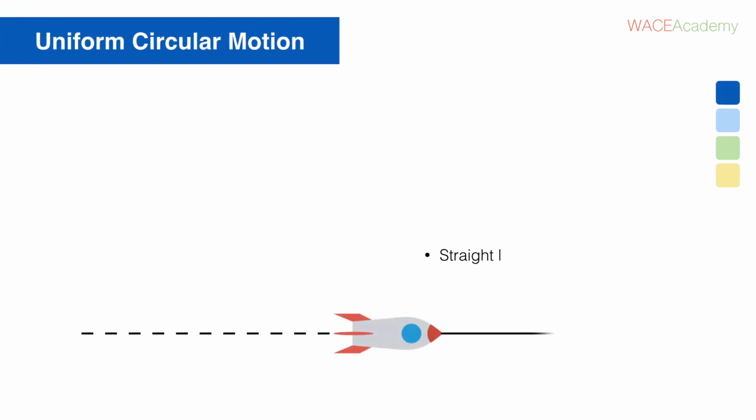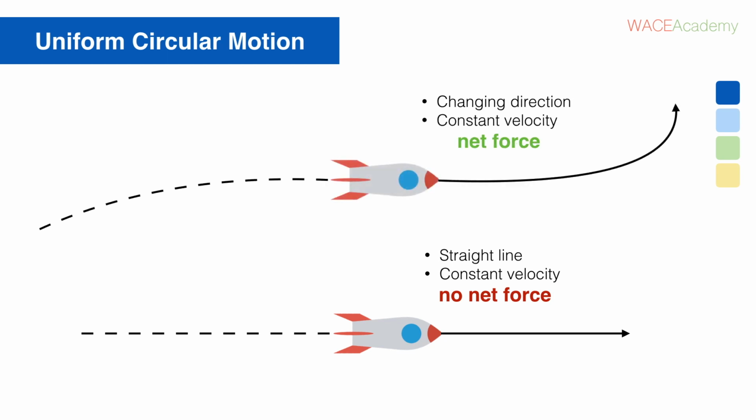Newton's first law states that an object travelling in a straight line at constant speed has no net force acting on it. However, what's happening when that object changes direction or turns a corner? Well, there must be some sort of force acting on it, as it's changing direction, which we consider an acceleration, which I'll explain a little bit later.